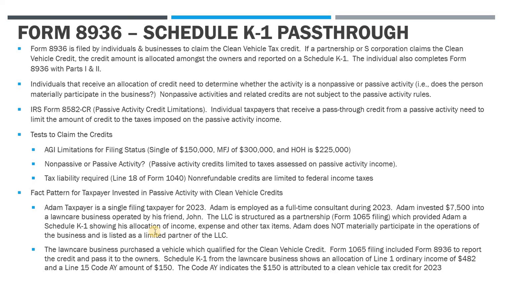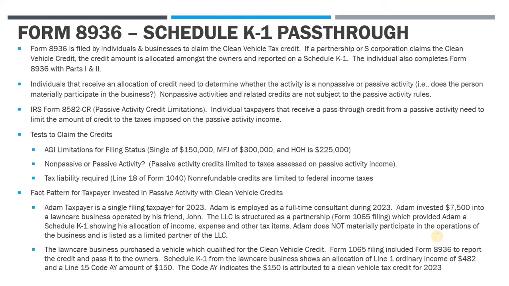He's a single filing taxpayer in 2023. And he's employed full-time as a consultant working for a different company, right? So he's not related to this company at all, other than the fact that he's an investor. So he invested $7,500 into this lawn care business, and the LLC is structured as a partnership. So it's doing 1065s, and it's providing a K-1 to each of the owners. So Adam gets a K-1.